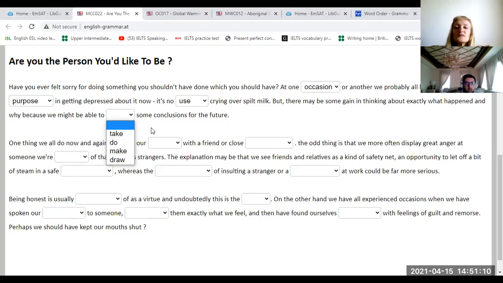So what is the sentence? But there may be some gain in thinking about exactly what happened and why, because you might be able to make some conclusions for the future. Oh no, it's not that. Think again. Or draw some conclusions. Yes, draw some conclusions. So one thing we all do now and again is to lose our temper.